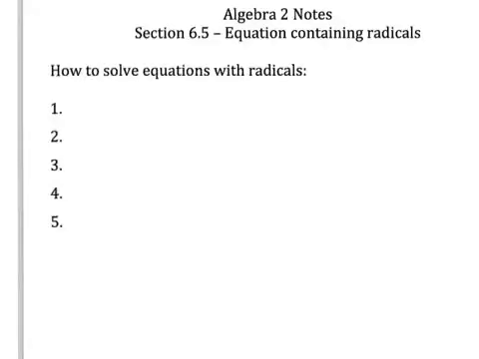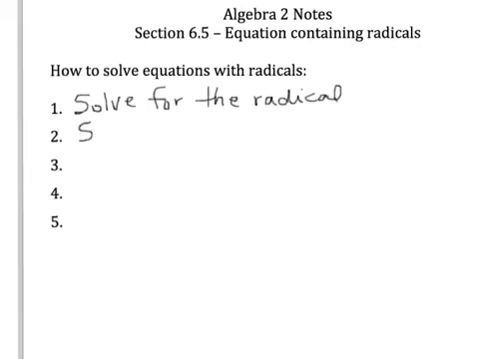For the notes in section 6.5, now that we've learned to multiply radicals, we're going to solve equations with radicals. The first thing that you need to do is solve for the radical. That radical needs to be all by itself, on one side of the equal sign. So, isolate the radical. Then, you are going to square both sides. This is for square roots.